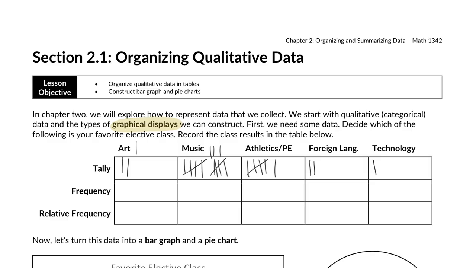Music. Okay, here's an honest question. Where did I mean to put this? Did I mean to put this here? Okay, that's so embarrassing. All right. I'm so sorry whoever's tally mark got put up there.